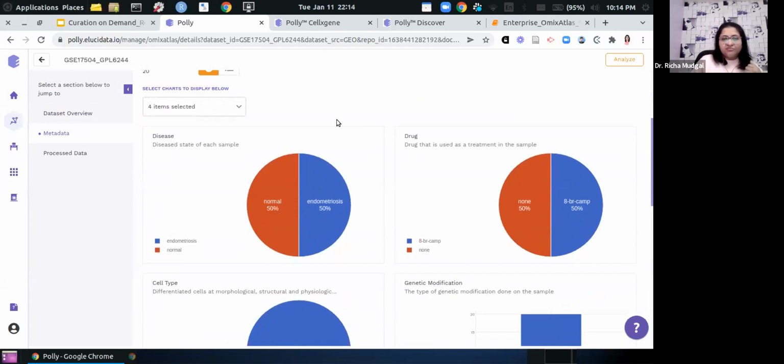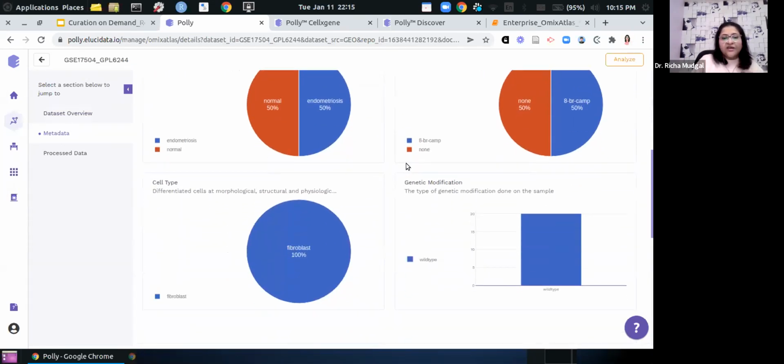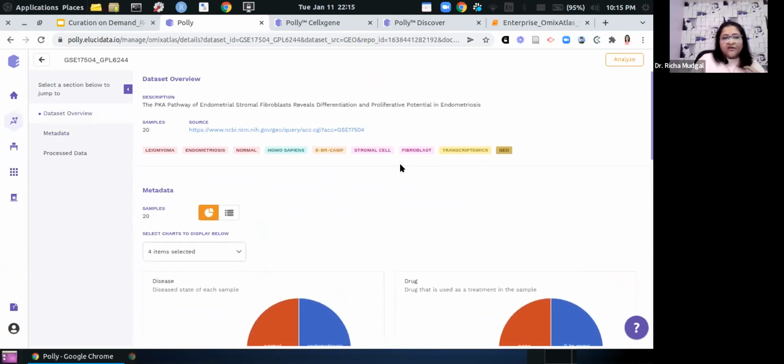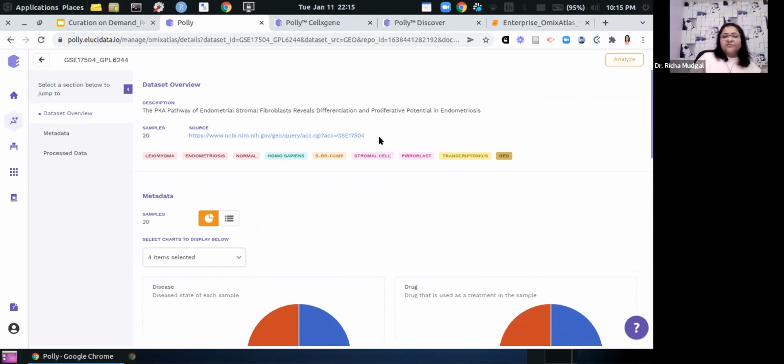This data had two different types of cohorts: normal versus patients suffering from endometriosis, and treated samples versus samples not treated with some drug, along with which cell type they bore and which genetic modifications they bore. For the data that comes from different sources, we have defined about 14 different metadata fields which are very important, and we attach them to every data set we have, which enables us to compare data sets across different sources as well.